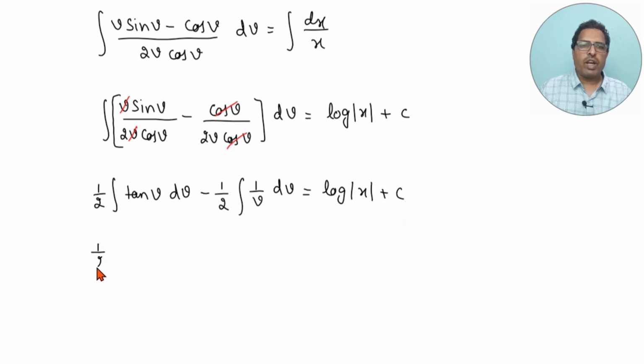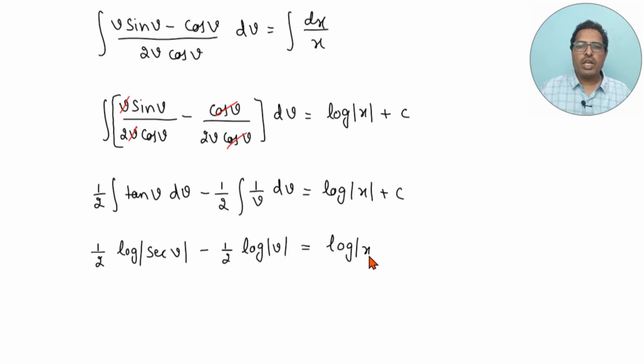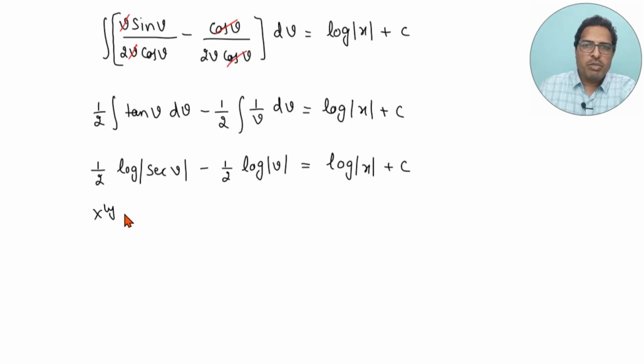So it is half times of, what is integral of tan v? Integral of tan v is nothing but log of mod secant of v minus half times of, it is 1 by v into dv. So it is of the form integral of dx by x will be log of x form, therefore it is log of mod v, that will be equals to log of mod x plus the constant c.